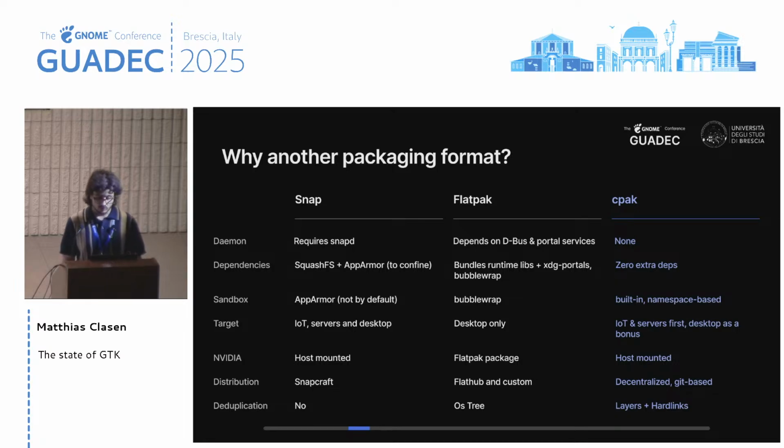So if we don't require AppArmor or bubblewrap, how do we get a sandbox? Because I can't really make a new packaging format in 2025 and say we don't have a sandbox. I don't think it would go well. Snap has AppArmor that, as I said, doesn't work on every distribution. Flatpak has bubblewrap or bwrap. cpak has a built-in system that uses namespaces. It's very, very similar to bubblewrap, but it's inside the container.